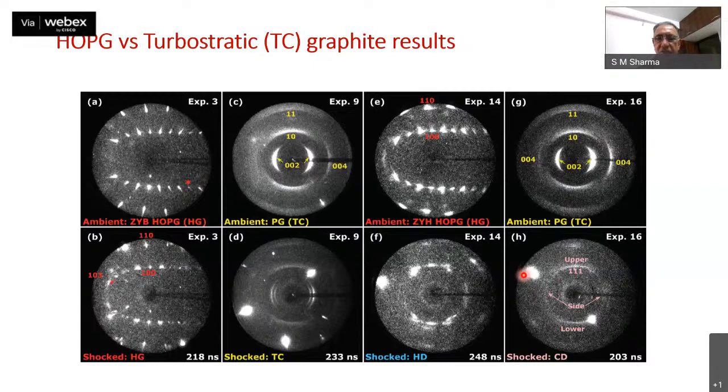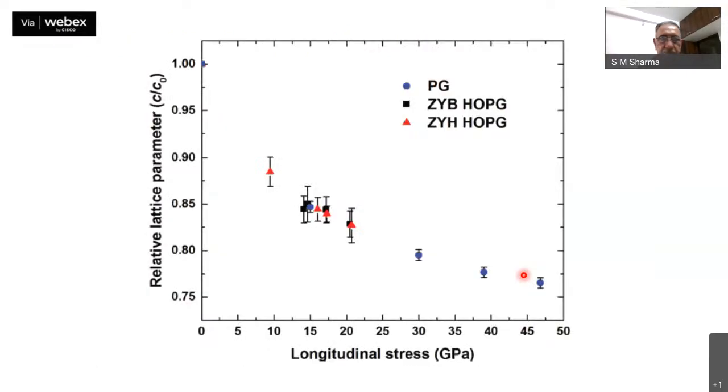So a highly disordered structure gives rise to cubic diamond, and a highly ordered structure gives rise to the hexagonal diamond. These are the A-axis and C-axis, plotted as C by C naught as a function of pressure. What is noted is that for highly oriented graphite, which is ZYB or ZYH, up to where it transforms to the denser phase, the variation of C by C naught is the same as that of pyrolytic graphite.